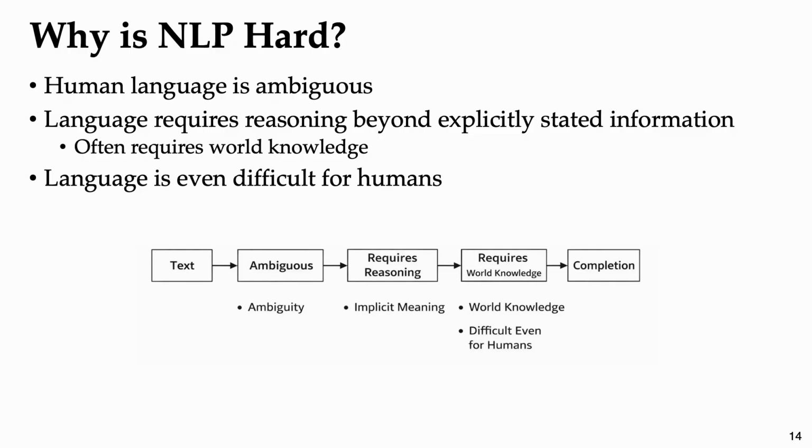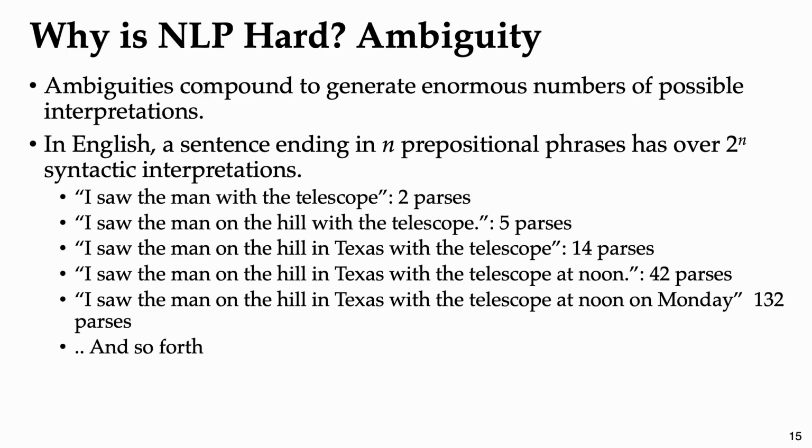These characteristics together explain why natural language processing as a computational problem is inherently difficult and why modeling language accurately has remained a long-standing challenge. Let's look at a concrete example. Ambiguity combines to generate a large number of possible interpretations.